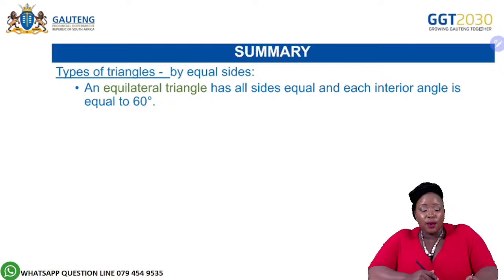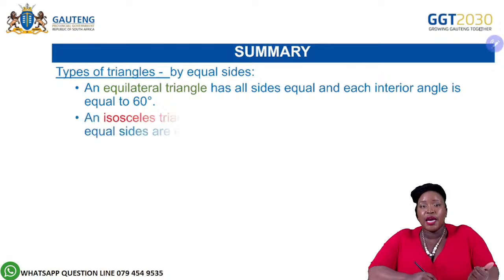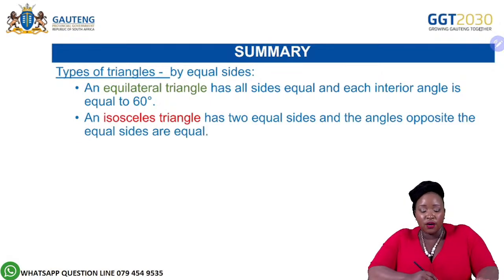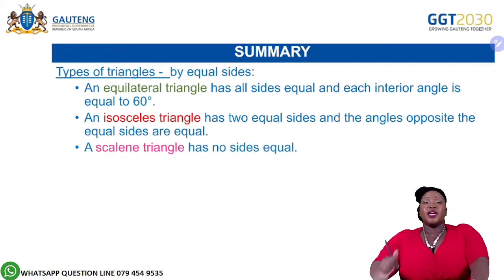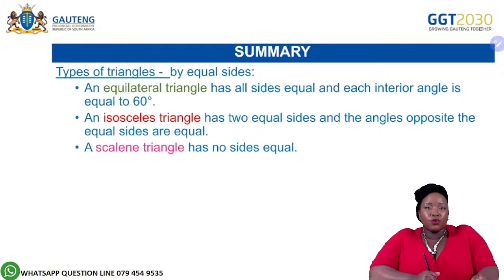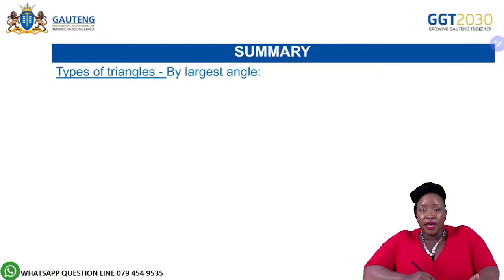Now I'm going to look at our summary. Remember we discussed triangles by equal sides, and that would be an equilateral triangle, an isosceles triangle, as well as a scalene triangle. An equilateral triangle will have equal sides and equal angles. All the angles will be equal to 60 degrees. An isosceles triangle will have two equal sides, and the angles opposite those equal sides will be equal. A scalene triangle will have sides that have different lengths and also angles that are different, right?